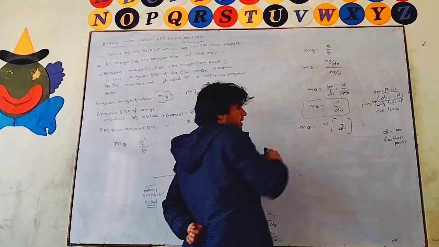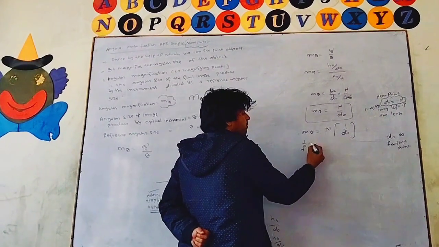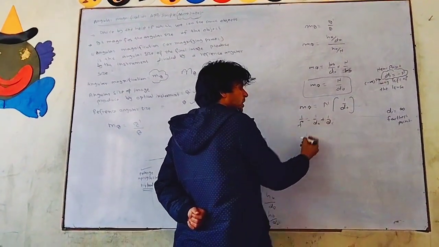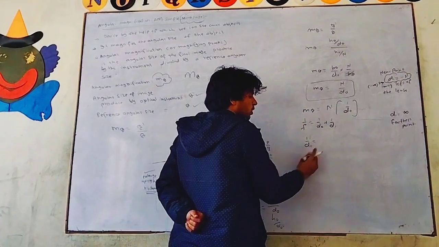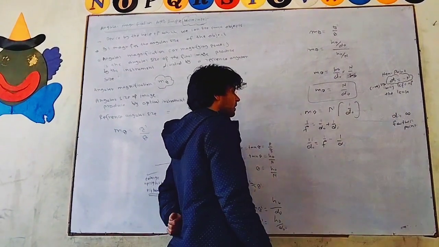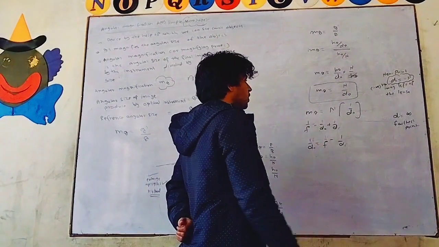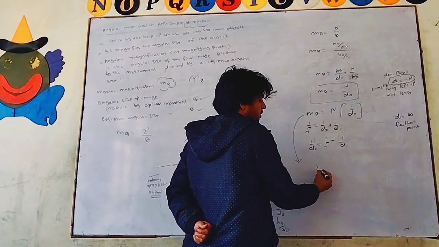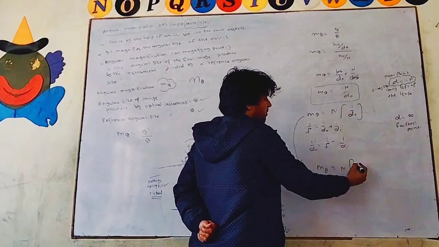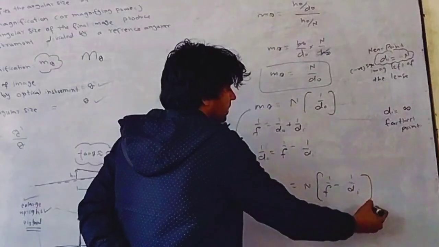Okay, let's suppose this is the lens formula. So 1 over f is equal to 1 over the distance of object plus 1 over the distance of image. Then 1 over the distance of object is equal to 1 over f minus 1 over the distance of image. That minus becomes plus 1 over the distance of image. Then that is equal to the angular magnification. The angular magnification is N times 1 over the distance of object, which is 1 over f minus 1 over the distance of image.